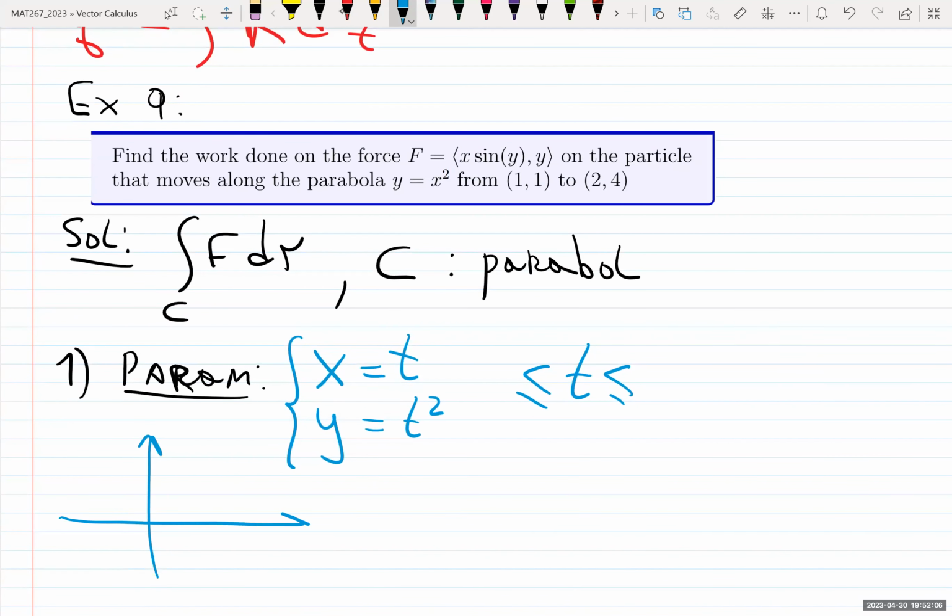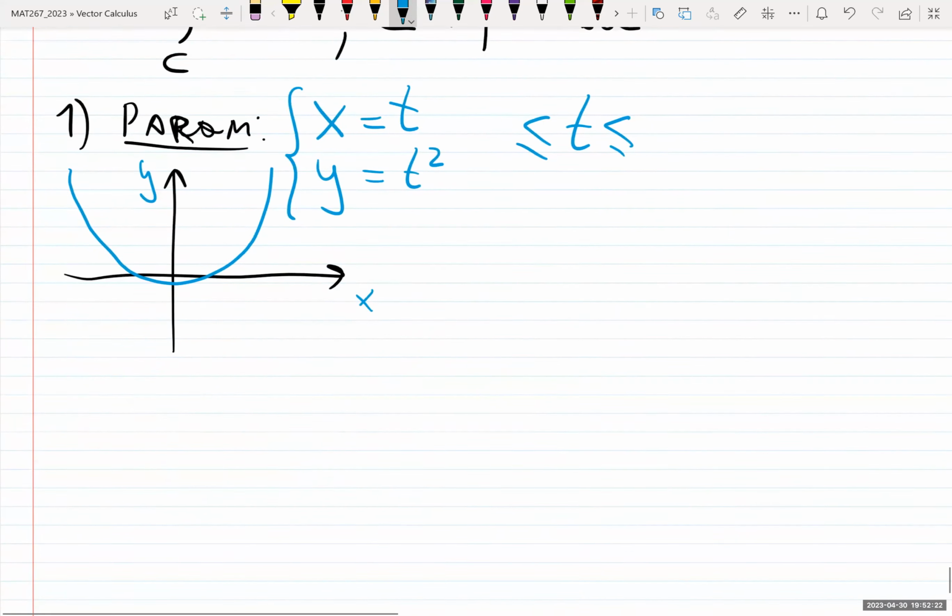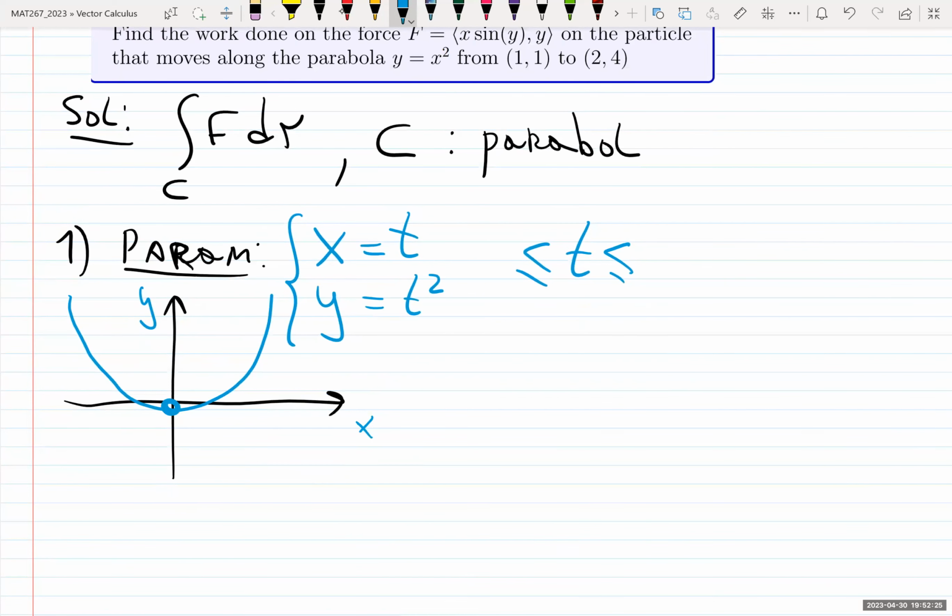Here's the graph. Let me put it in black, and then blue. Wow, that's ugly. The blue will be my parabola, y equals x squared. It's the classical parabola. We know that. I need to start from the point 1, 1, which is here, and I need to end at the point 2, 4, which is here. It goes up, not down. Is it clockwise or counterclockwise? Doesn't matter. Your job is to make sure it matches.